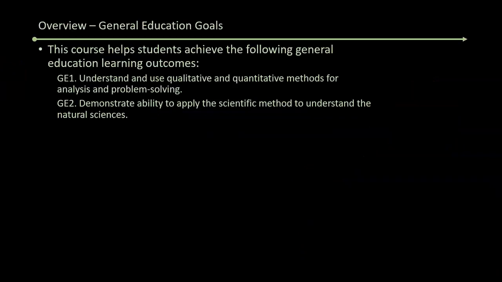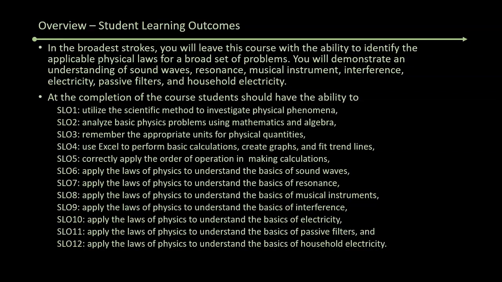Because this is a general education course, we have our overarching general education goals. And here it's understanding use of qualitative and quantitative methods for analysis and problem solving. You're going to be doing a lot of that. And demonstrating ability to apply the scientific method to understand the natural sciences. More specifically in this course, we're after a bunch of different things: scientific method, use math, algebra to solve physics problems. You make sure you know the appropriate units. Units are always what we're talking about.